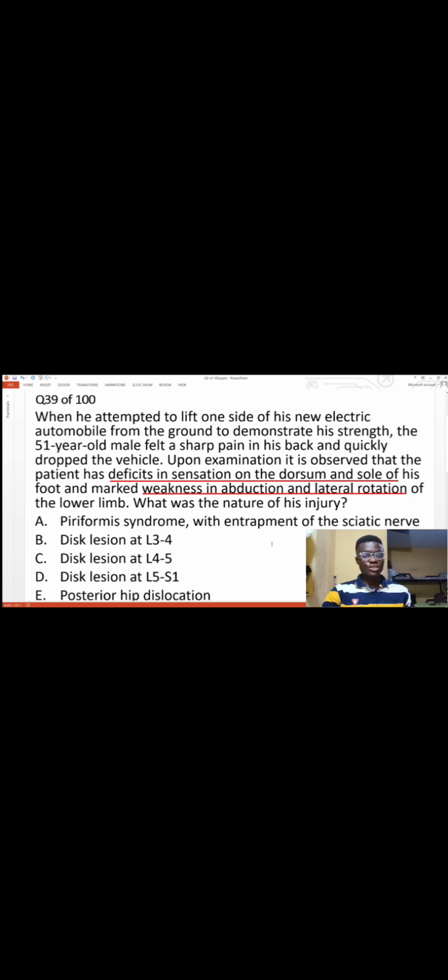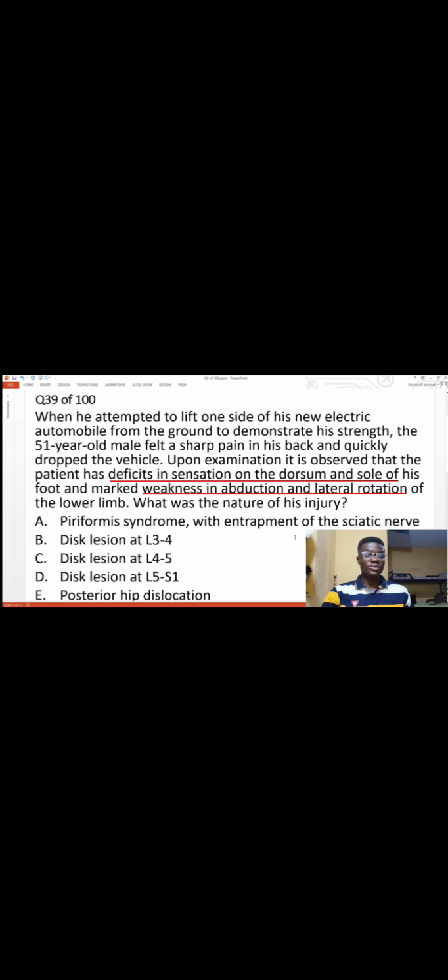So the major thing that the question pointed out that we need to solve the question are what I've underlined here. So there is a loss of sensation on the dorsum and sole of the foot, and then there's a weakness in abduction and lateral rotation of the lower limb. So the first part is cutaneous innervation, and the second part is myotome. Basically, first is dermatome, the second is myotome. Understanding of dermatome is actually enough to solve this question. Okay, so let's discuss the options one after the other.